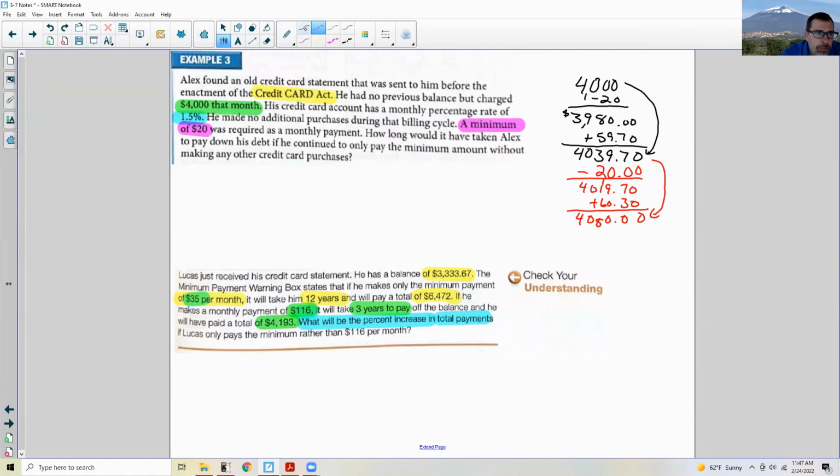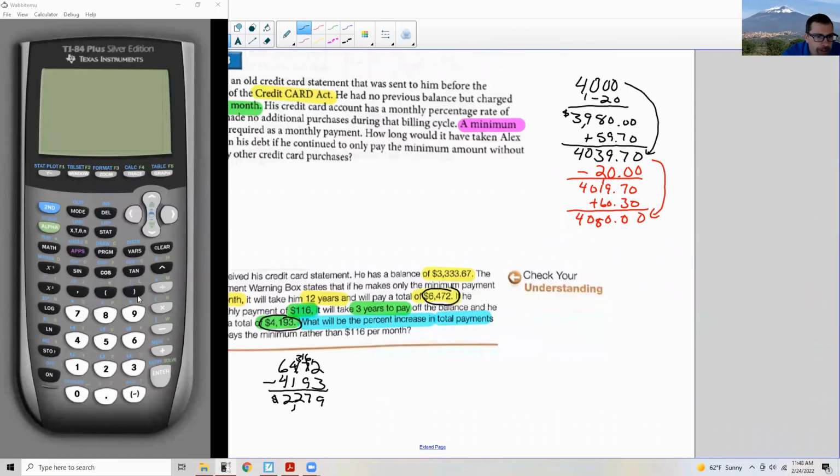Okay, so in this one, it's just a percent problem. So what do you do? What values are we looking at? We're looking at this amount and this amount. That is what is in question. So what I'm going to do is take $6,472 minus $4,193. I want to know how much more I'm paying. That's going to be $2,279. So let me do that again on the calculator: 6472 minus 4193. So if he takes 12 years, he will pay $2,279 more than if he pays the $116 a month.